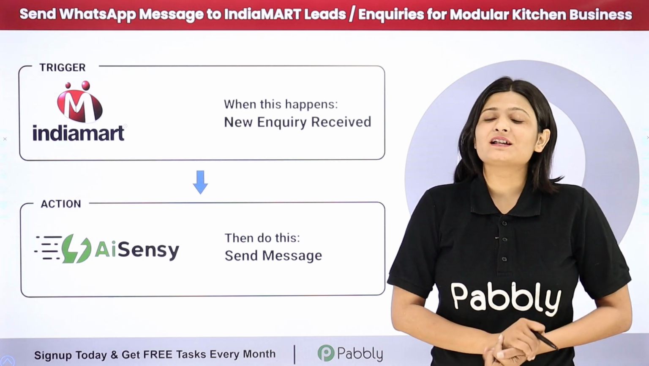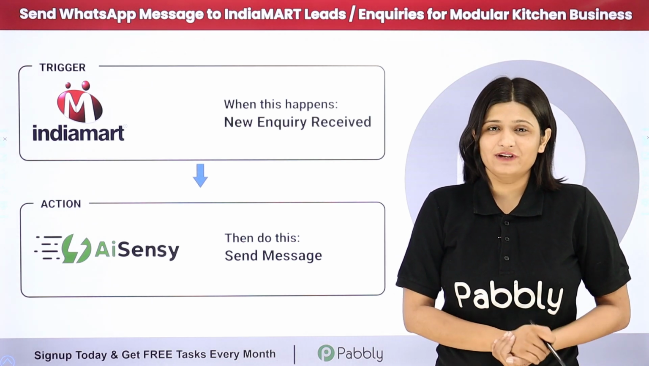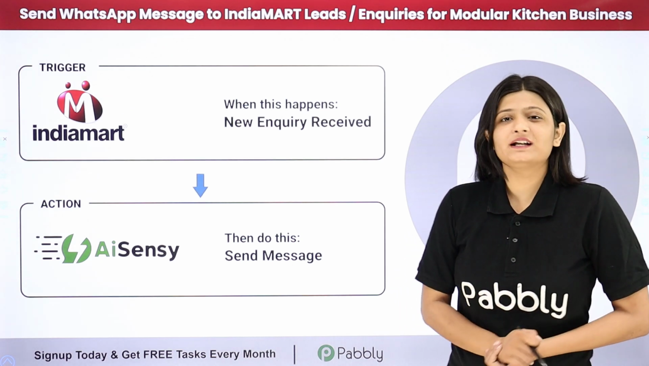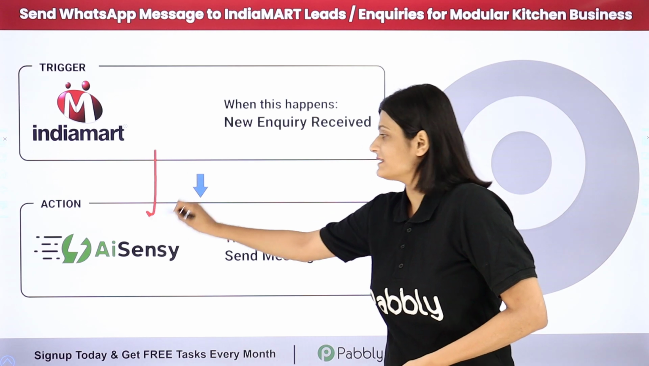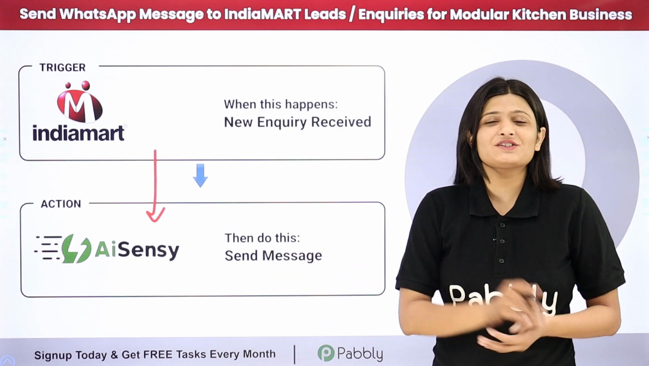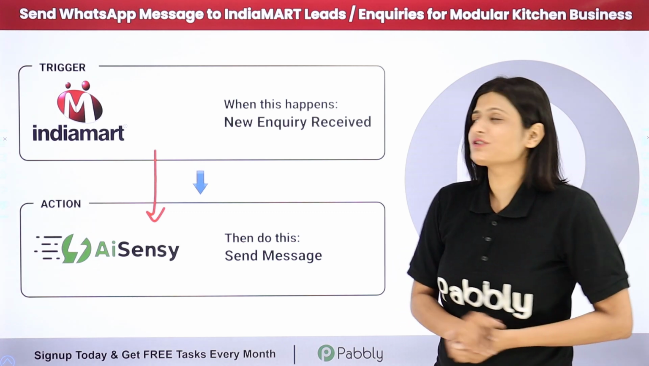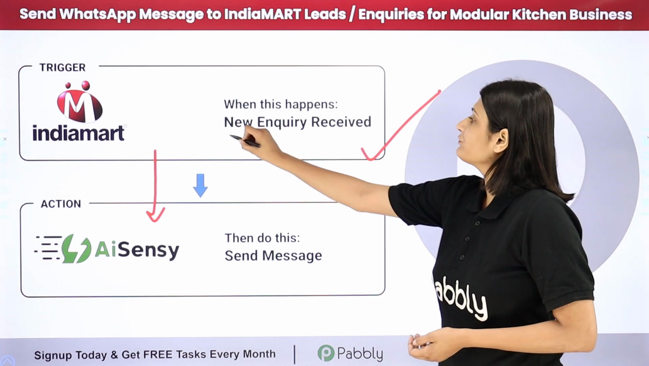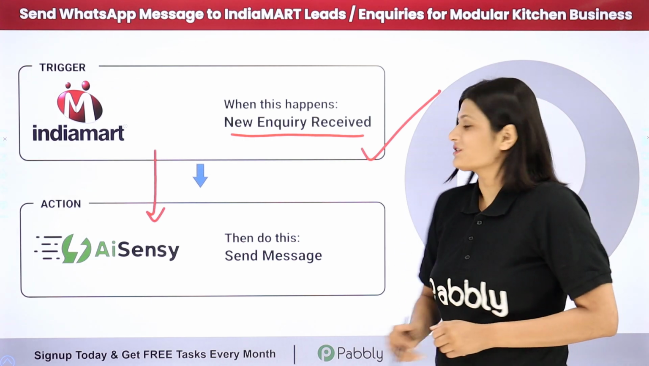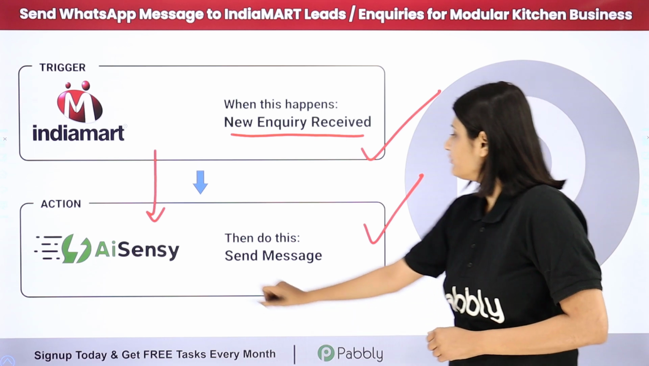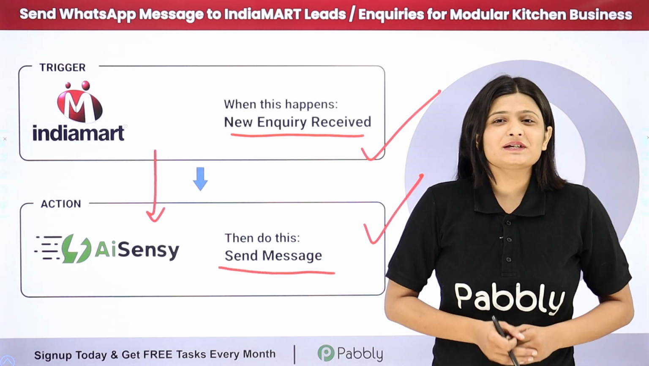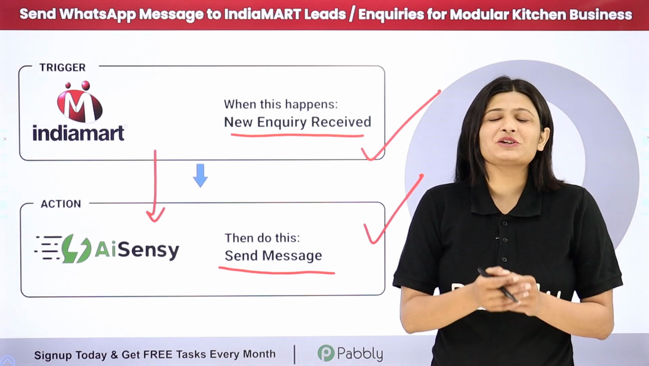So Pabbly Connect is an amazing automation and integration software which requires no coding or programming skills. Here I just need to build connection between IndiaMART and AI Sensei. Pabbly Connect runs on two principles, which is trigger and action. Here as my trigger application, I am going to take IndiaMART from where I will receive new lead or the new inquiry, and then in my action application, I am going to take AI Sensei, with the help of which I am going to send automated WhatsApp message. If you want to learn this amazing automation step by step, then let me take you all to my screen.